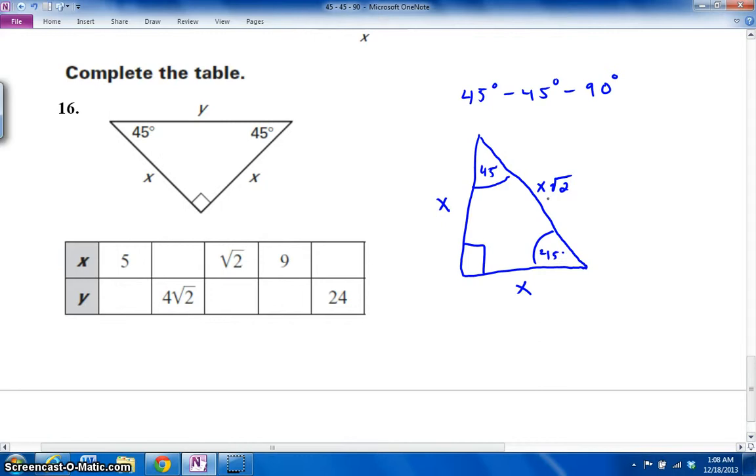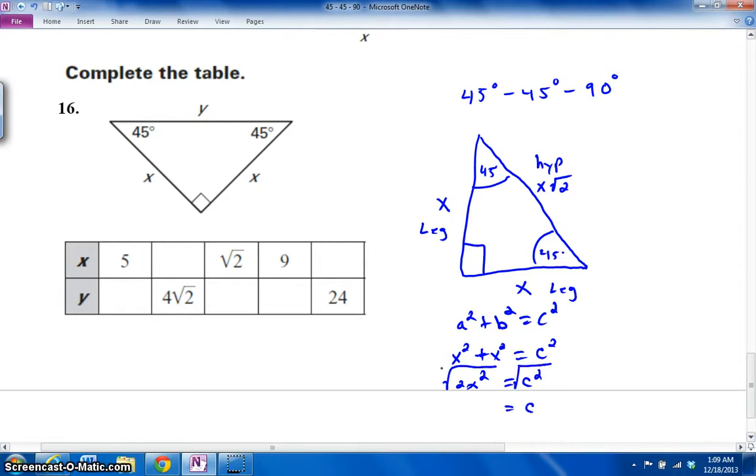How do I know x square root 2 is the rule here? Well, we'll use our Pythagorean theorem. We'll substitute the legs. x is a leg there, this is a leg, and this is our hypotenuse. So we're going to have x squared plus x squared equals c squared. Combine the x's: 2x squared equals c squared. Square root both sides.